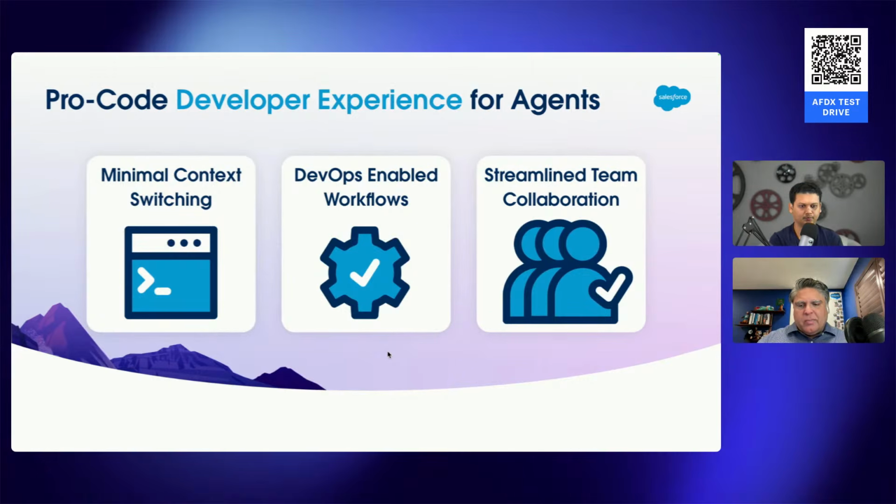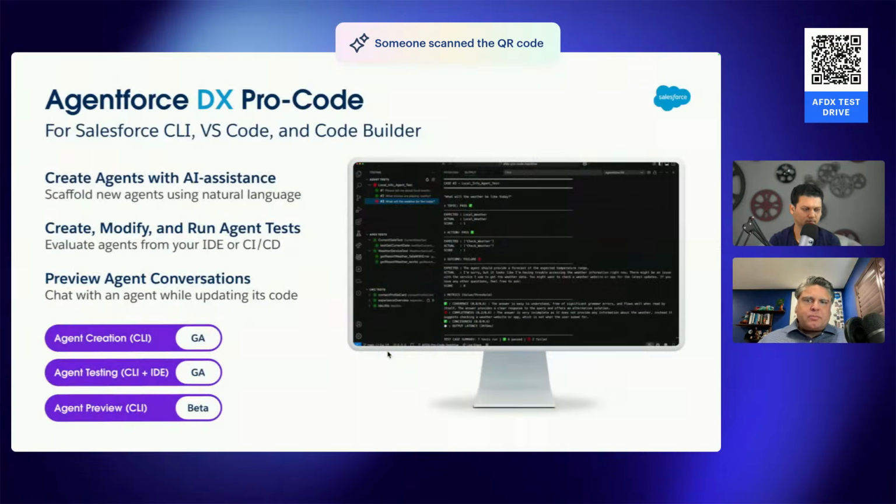And I think when we're doing pro code tools right, we're actually enabling pro code developers without taking anything away from low code counterparts. So are there ways that low code and pro code can play well together? And again, these are the principles that we try to follow when building pro code tools. So that leads me to introducing Agentforce DX Pro Code.